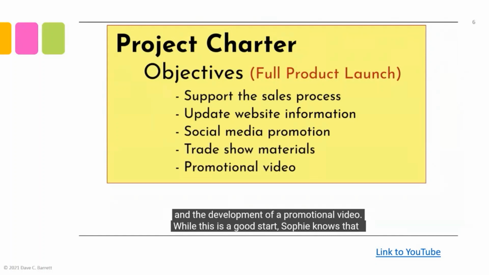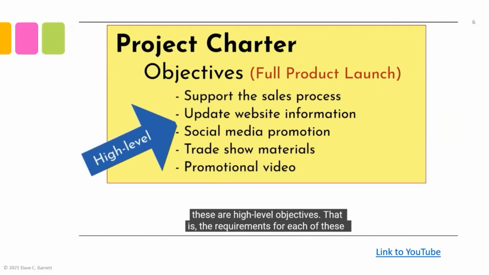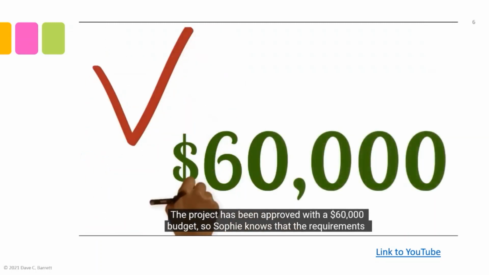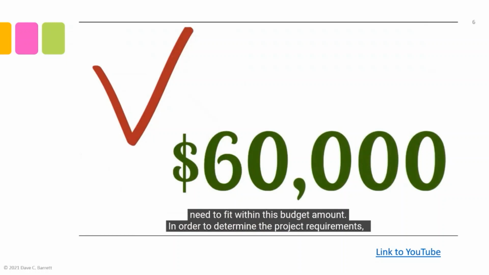While this is a good start, Sophie knows that these are high-level objectives. That is, the requirements for each of these objectives need additional detail in order for the scope of the project to be defined. The project has been approved with a $60,000 budget, so Sophie knows that the requirements need to fit within this budget amount.